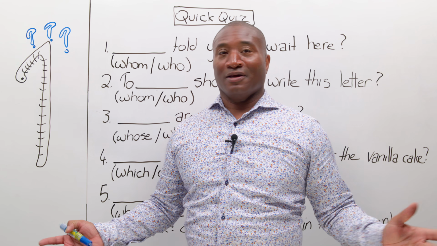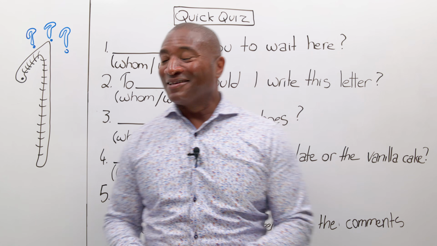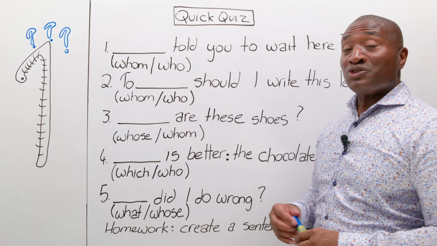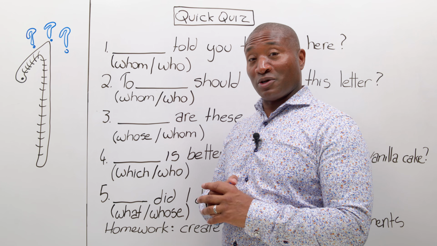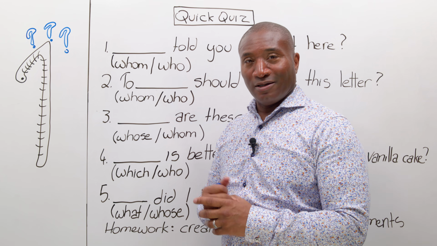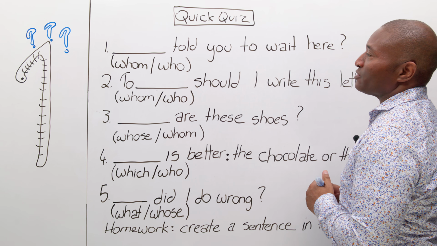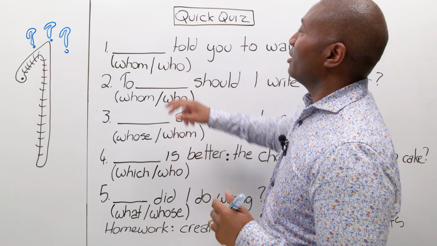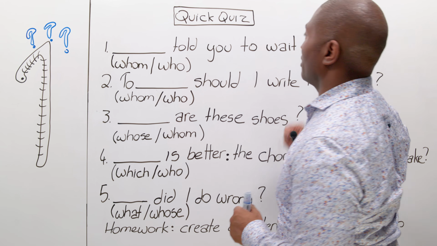And we're back to the quiz. So those of you who've missed it, here you go. All right. 5 simple questions to test your knowledge. 5 out of 5, you're an absolute genius. 1 out of 5, watch the video again. All right. So what do we have here? The quick quiz today is on interrogative pronouns. My first question is, somebody told you to wait here.